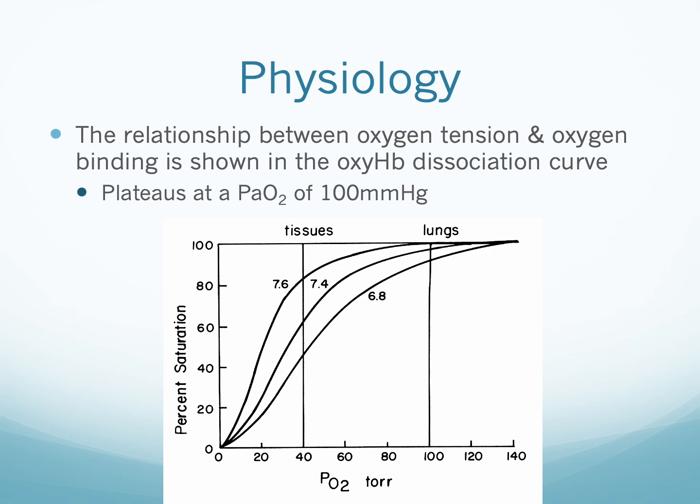And again, I said that the relationship is based on the oxyhemoglobin dissociation curve. So you can see that the PaO2 at the bottom correlates then to the oxygen saturation. So if we expect our PaO2 to be 100, we would expect our saturation to also be at 100%.